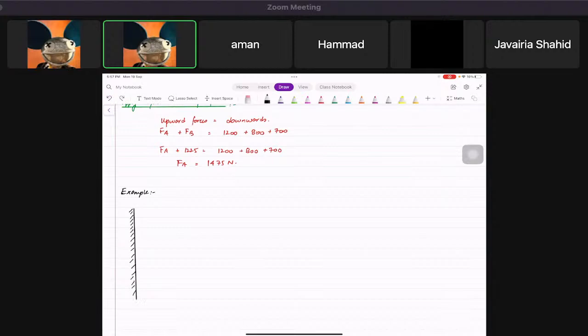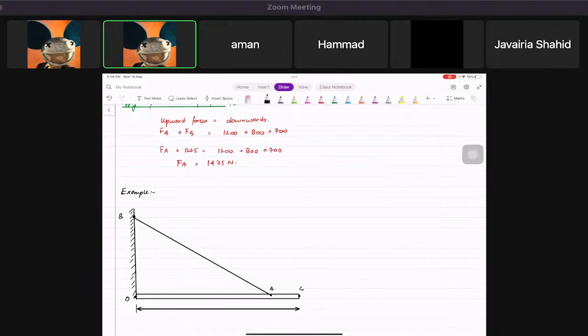Okay, so now let's check it out. Here you go. So suppose this point is O, this point is B, and there is a wire that is also supporting this plank right here, and this wire is right at A, and the end of the support is C. And the distances are given such that from here to here, here to here, and here to here. Okay.